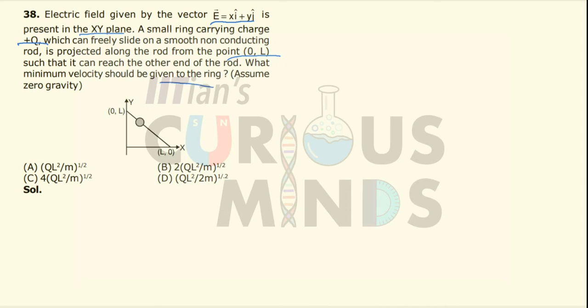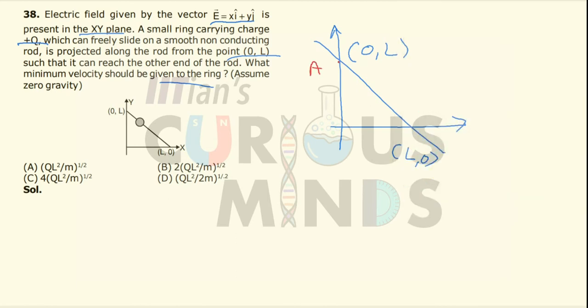In order to find the minimum velocity required to cross the rod, we have to first find out the critical point. Now, what is the critical point over here? If I consider this line, this coordinate is (0, L), and this coordinate is (L, 0). When the ring slides from this point, let me call it A, and arrives at point B, there will be a certain point at which we will get the minimum kinetic energy.